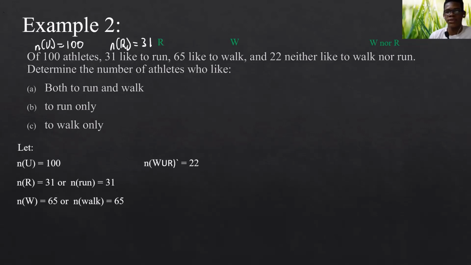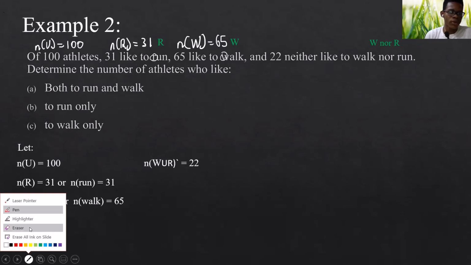Now 65 like to walk. I like walking for some reason. So the number of elements in W, we can use W for walk. Just use the first letter for each, and you should be fine. Number of elements in W would be 65, right?